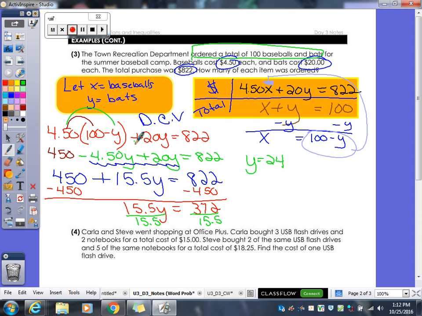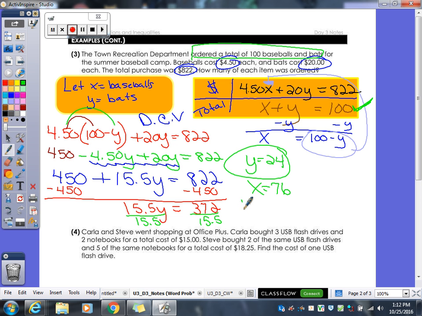Now I got to figure out how many baseballs. So I got to take this and plug it into one of the equations. This one's the easier one right here, right? Now we can do this in our head. Ready? Everybody look up here. If I plug 24 in for y, 24 plus what gives me 100? Can anyone do that in their head? 24 plus what gives me 100? 76. Very good. So x equals 76.